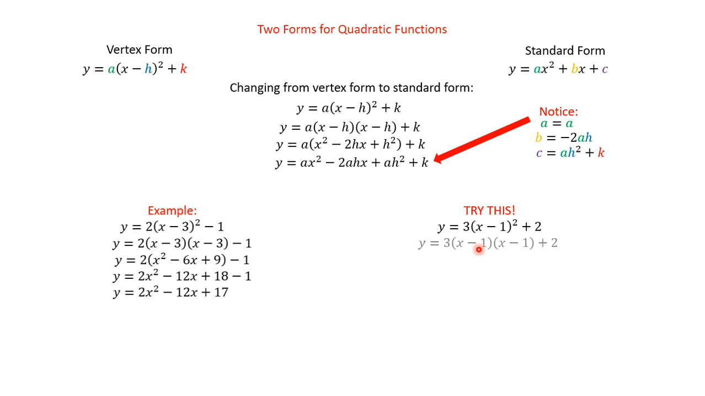If not, if you went (x minus 1) squared is x minus 1 times x minus 1, which gets us x squared minus 2x plus 1, and then you distribute through the 3 to get 3x squared minus 6x plus 3 plus 2, and then 3 plus 2 is just plus 5. y equals 3x squared minus 6x plus 5. If you did it that way, excellent job. You just transferred it from vertex form to standard form.